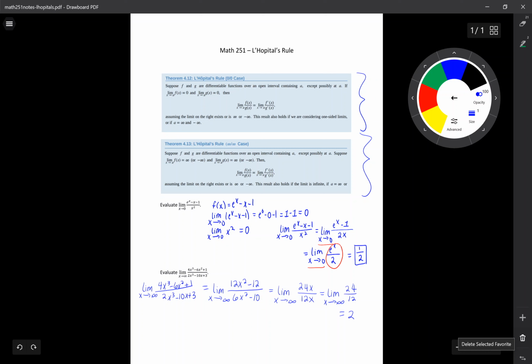So this means that our original limit, the limit as x approaches infinity of (4x^3 - 6x^2 + 1) divided by (2x^3 - 10x + 3), this original limit is equal to 2.